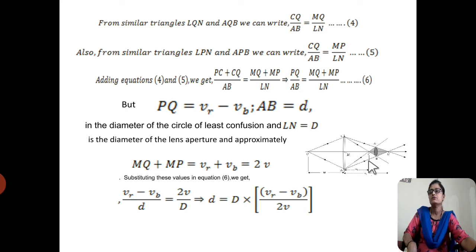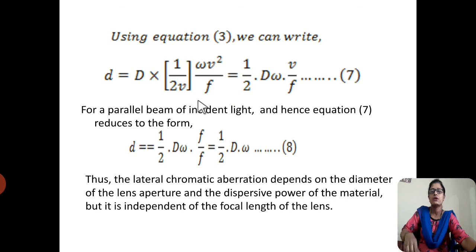Therefore, MQ plus MP is equal to VR plus VB, which is equal to 2V. Now we substitute these values of MQ, MP and LN in equation 6. Then we get (VR minus VB) divided by D equals 2V by D. Then D equals D into (VR minus VB) divided by 2V. Now we use equation 3 and rearrange the terms.